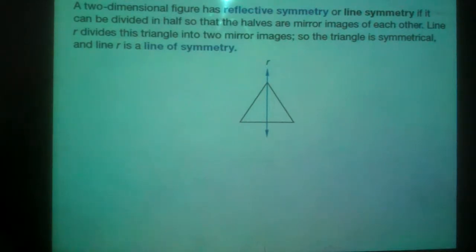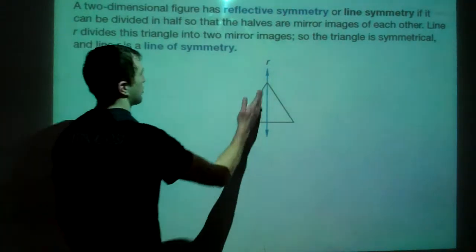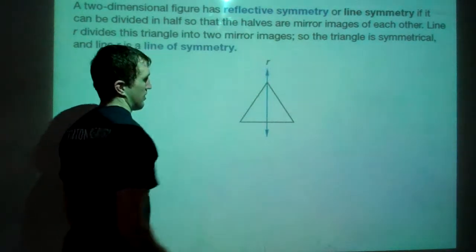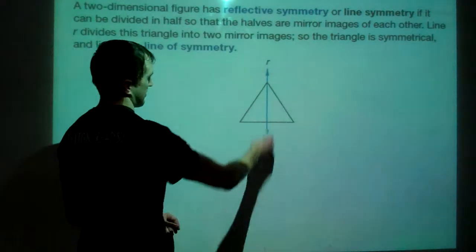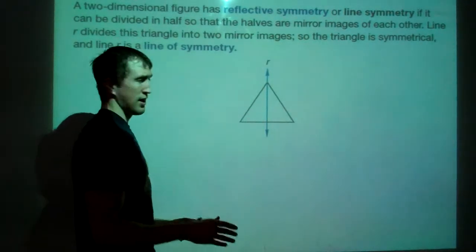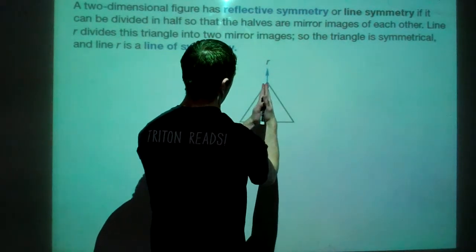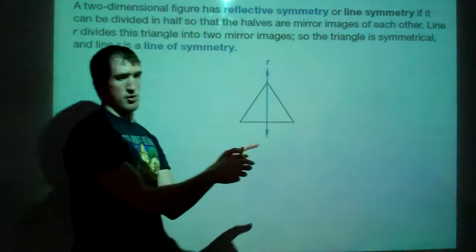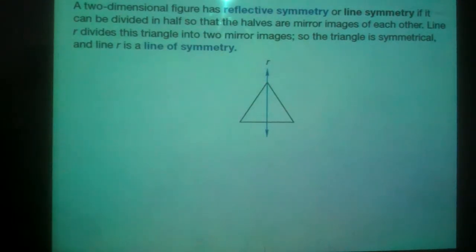It says here, a two-dimensional figure has reflective symmetry or line symmetry if it can be divided in half so that the halves are mirror images of each other. So the example they give, line R divides this triangle into two mirror images. So the triangle is symmetrical, and line R is a line of symmetry. So this would be the line of symmetry. And when they say reflective, they say a mirror image, because we can think of this line here as a folding line. If we were to fold this across that line, these two halves should match up perfectly. So mirror images. Alright?